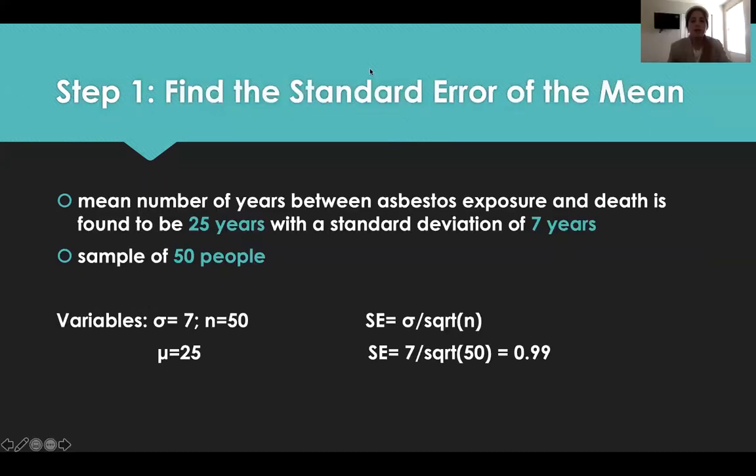So then we go ahead and find the standard error of the mean, and we find that it is about 0.99, with a standard deviation of 7 years in a sample of 50 people.